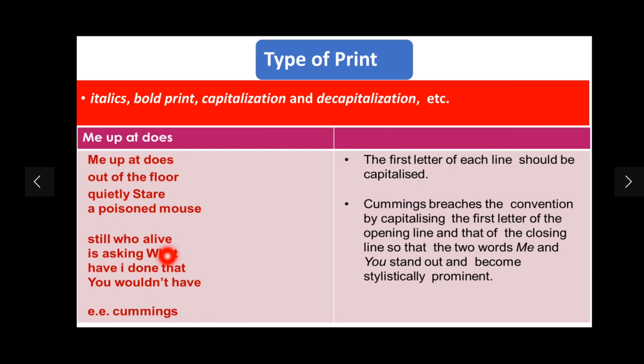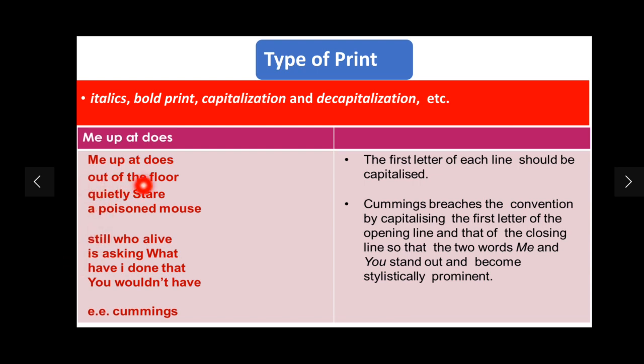Now here we have an example of a poem by E. E. Cummings, and the poem is titled Me Up at Dusk. Me up at dusk, out of the floor quietly stare. A poisoned mouse, still who alive, is asking, what have I done that you wouldn't have?